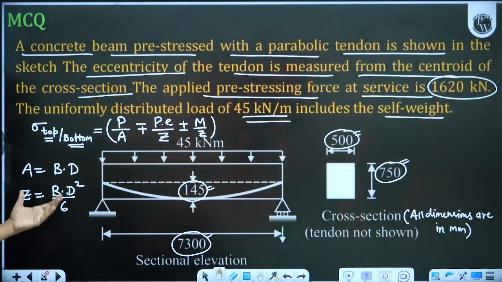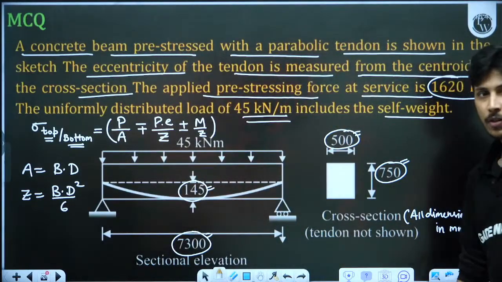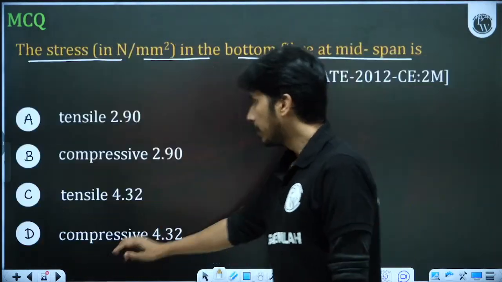So Z you will put, A you will put, get the answer. Sigma bottom, you have to concentrate. Solve sigma bottom for me, then I will move towards the next page. First solve this and just see the options.